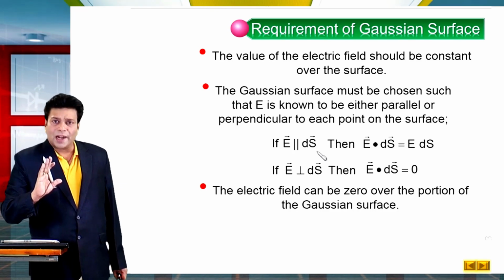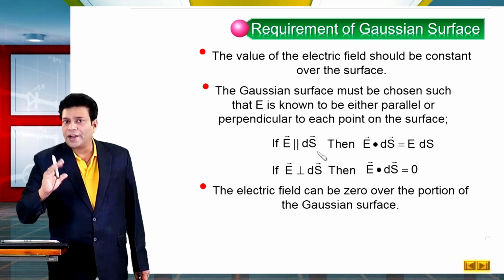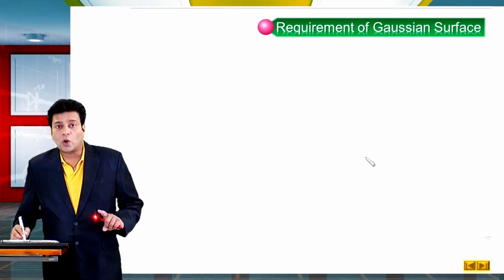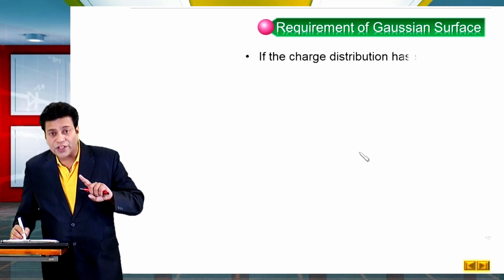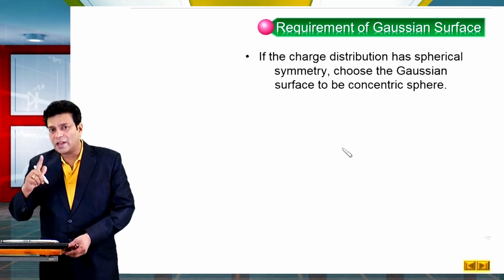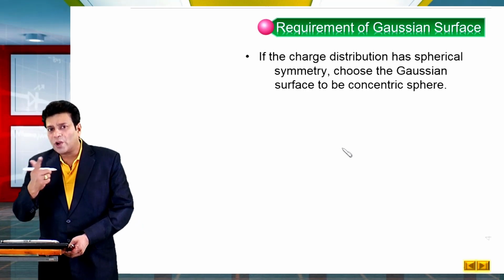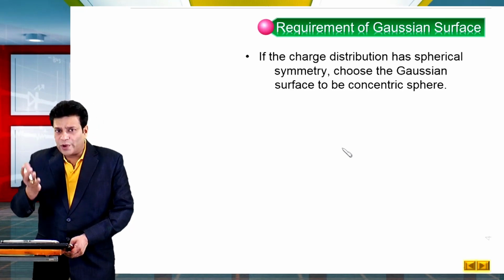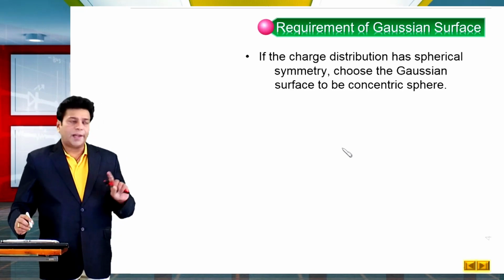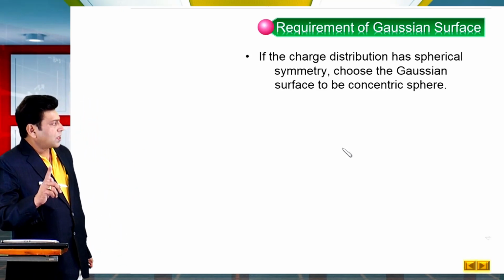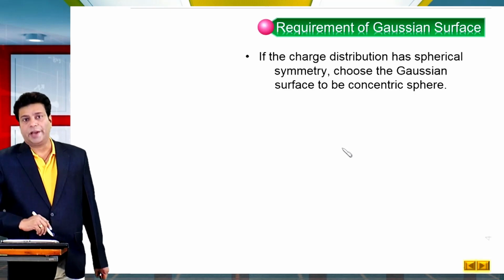We can give simple guidelines for the spherical and cylindrical charge distribution. If charge distribution is spherical, choose the Gaussian surface as a concentric sphere. Spherical charge distribution will occur in case of a spherical charge uniformly distributed over the sphere, or a hollow sphere where charge is distributed over the surface, right? So in case of spherical symmetry, we choose the Gaussian surface as a concentric sphere.